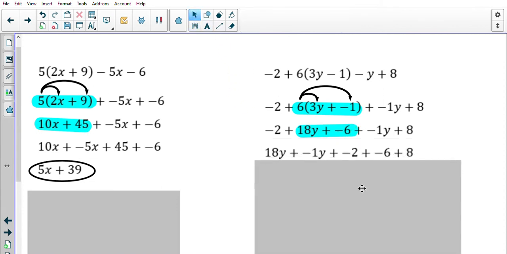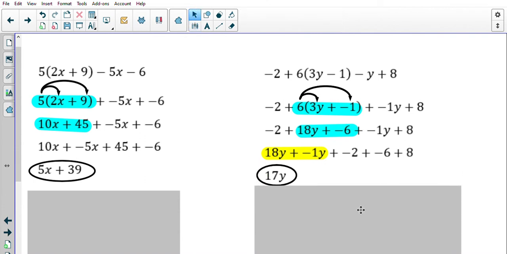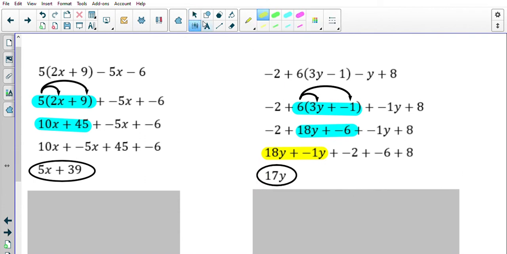Now put your like terms side by side. That will be your 18y and your negative 1y, these two. And then we have 3 constants, negative 2, negative 6, and 8. So something kind of fun happens here, at least math related. We've got 18y plus negative 1y, which is 17y, but your constants actually cancel out or become 0. So negative 2 plus negative 6 is negative 8, and negative 8 plus 8 is 0. You can write 17y plus 0, or just write your answer as 17y.